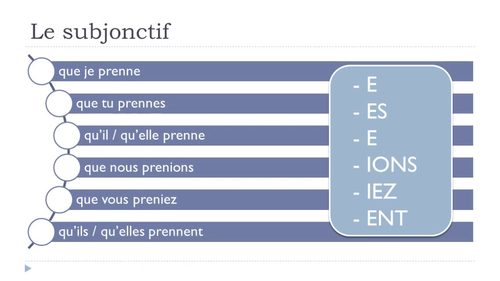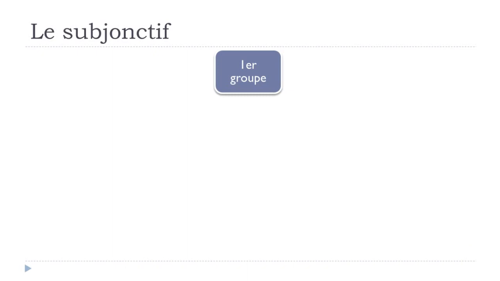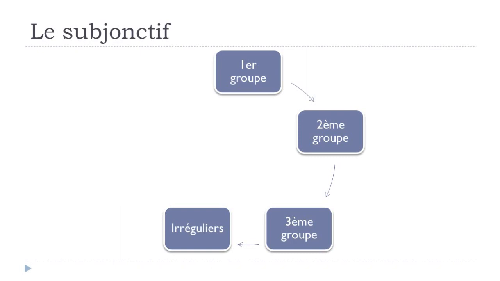But then, now, we'll see the verbs from the first group. So, regular group, verbs ending with ER. After that, we'll see the second group, regular group, verbs ending with IR. Remember, not all the IR verbs, but still. After that, we'll see verbs from the third group. After that, we'll see irregular verbs. And then finally, we'll finish with être and avoir. Okay, so let's see now the first group.